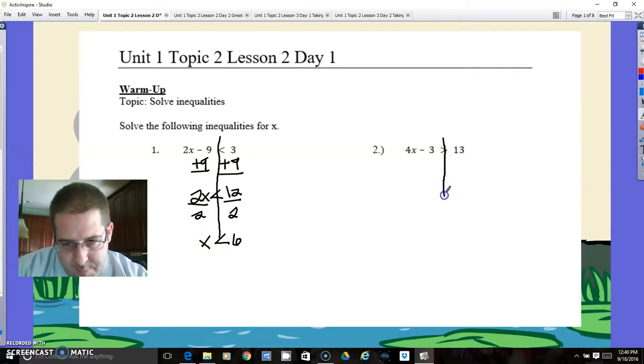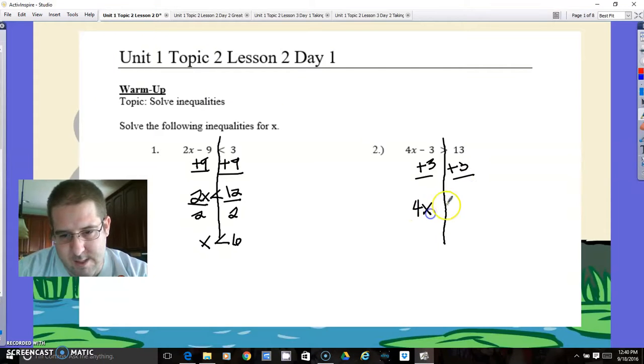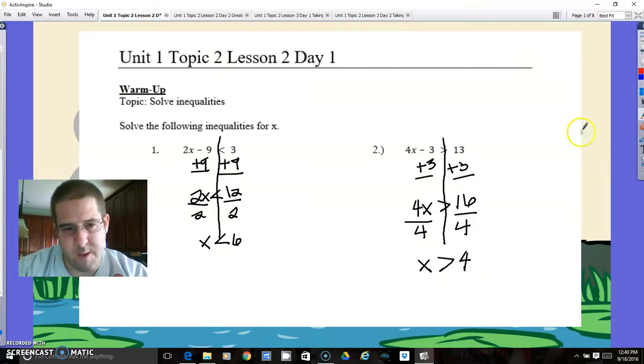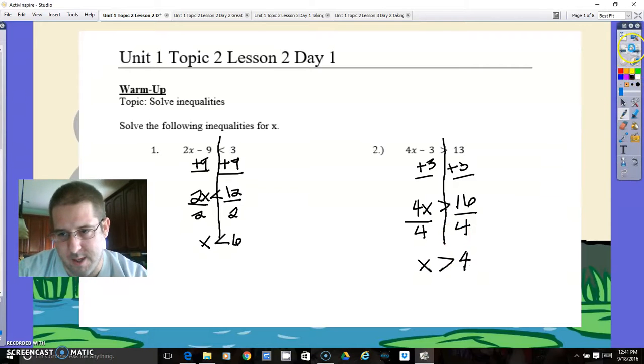Over here, same thing, split the inequality sign, add 3 to both sides, and that gives me 4x is greater than 16, and then divide both sides by 4, division property of equality, that means x must be greater than 4. All right, so pretty quick and easy warm-up there today.